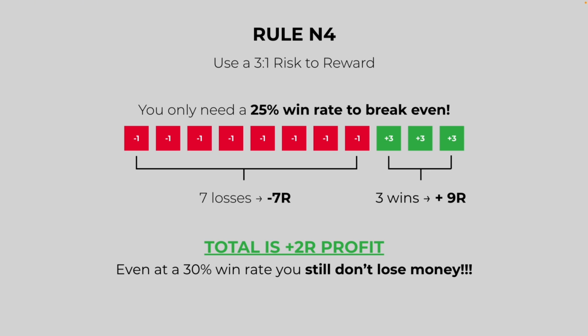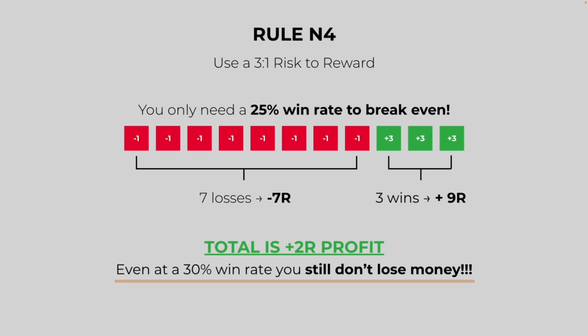So let's take a look at this example here. You can see that in this case we have 7 losing trades and 3 winning trades. This is a bad win rate, but I put it here to prove a point. Respecting your risk to reward by letting trades hit both your stop loss and take profit is extremely important.